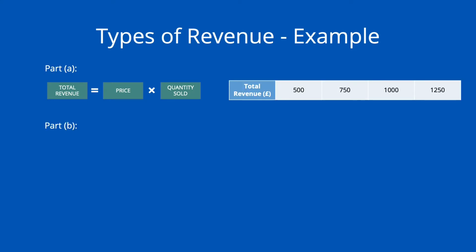Part B asks us to calculate the firm's average revenue at each level of output. Average revenue is total revenue divided by quantity, so we can use our answers from Part A and the output data from the previous slide to get these answers.